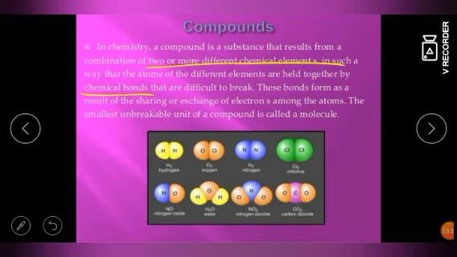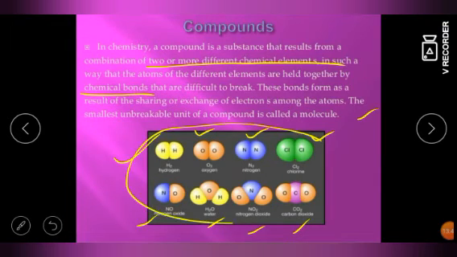It is the bond between two elements that is difficult to break. These bonds form as a result of sharing or exchange of electrons among the atoms. The smallest unbreakable unit of a compound is called a molecule. So you can see here H2, O2, N2, Cl2, NO, H2O, NO2, CO2 are some examples of compounds, which are a combination of two or more than two elements.